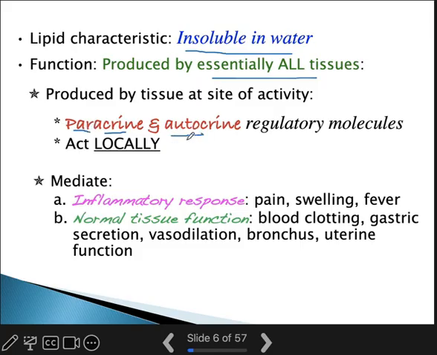So autocrine means that the prostaglandin gets released and self-regulates. Paracrine means that the prostaglandin gets released and regulates a cell adjacent. Mediation is usually going to be things like inflammatory response. So prostaglandins can mediate pain, swelling, and fever, as well as just normal tissue function. So blood clotting, gastric secretion, vasodilation, bronchial constriction, uterine function. These are all activities mediated by prostaglandins.